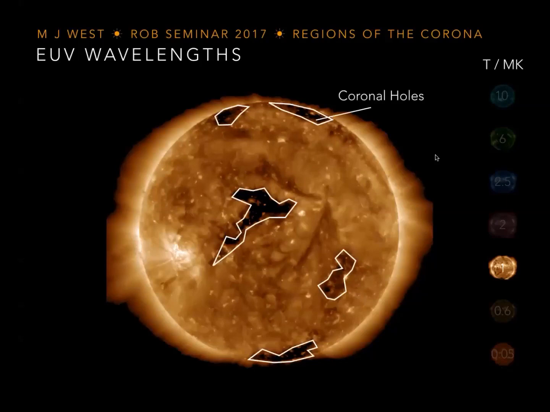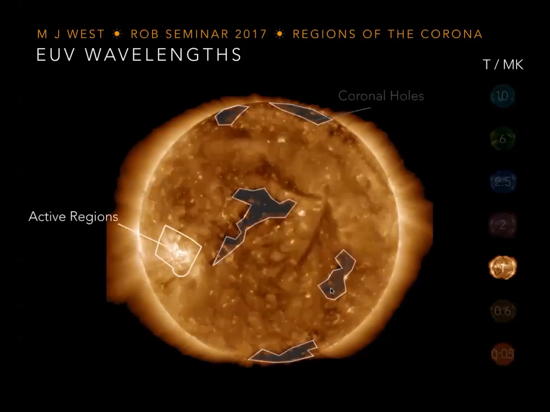We have these polar coronal holes, which we see at the top and the bottom, and these evolve through the solar cycle. They get bigger during solar minimum, and they disappear around solar maximum. Also around the center we can have coronal holes appearing, and these also move around throughout the solar cycle.